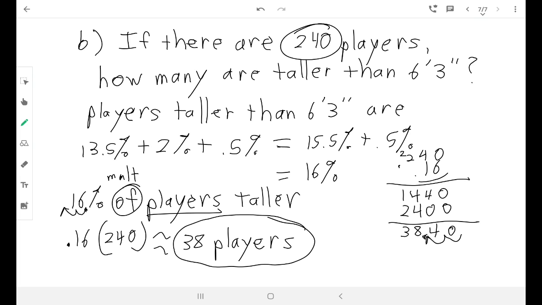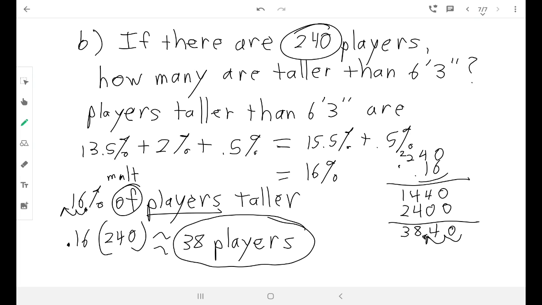Now, I didn't count them. That's an important thing to note here. I did not count these people, other than to know how many players in total there were. I didn't count these guys. All I did was say they will fit a normal distribution. And if they fit a normal distribution, the empirical rule applies. And if the empirical rule applies, that means about 38 of them, about 16% of them, are taller than 6'3". So I just used those numbers.